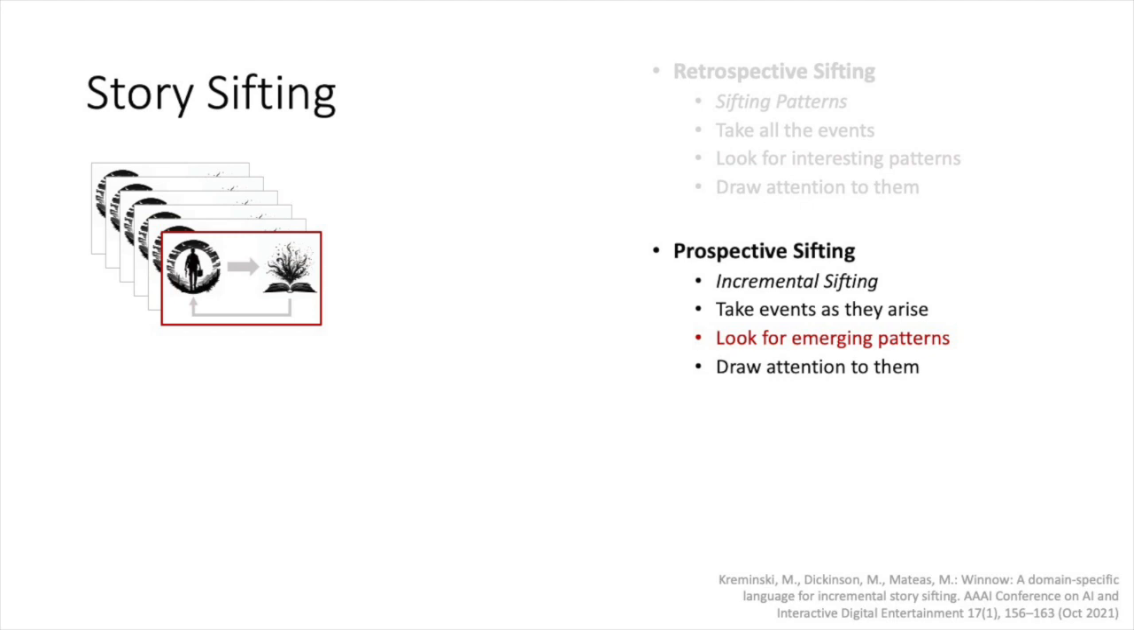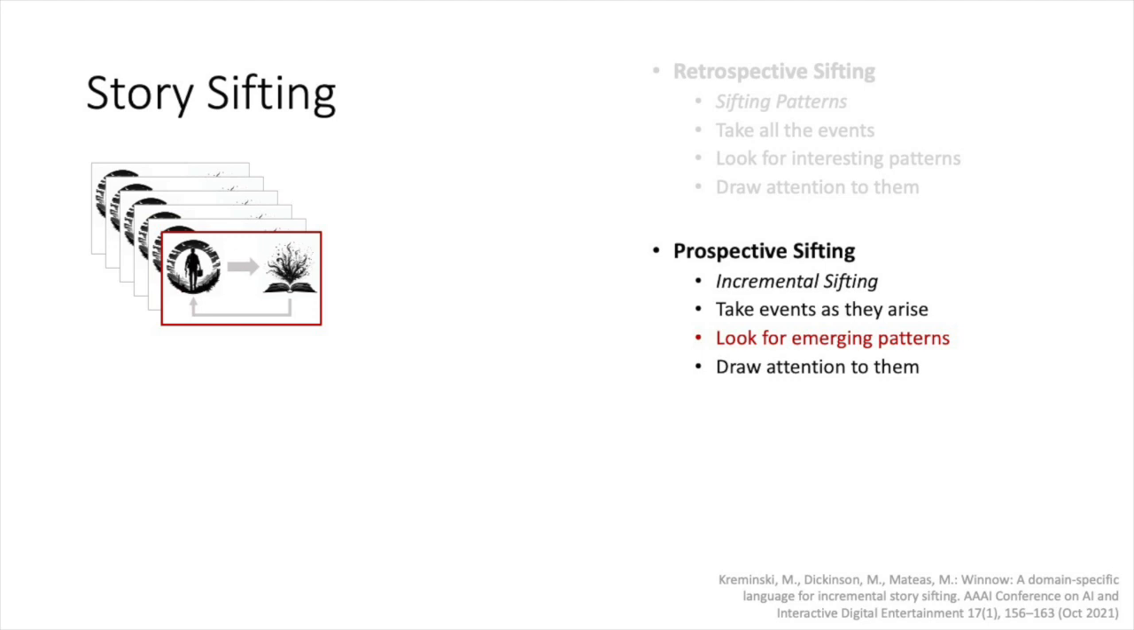Retrospective sifting is something you do after the fact. In other words, all the events have had to be generated before you can go about doing it. Now that won't work for something like a narrative game where you have to spot things as they occur. Instead, you need to take an approach of prospective sifting.